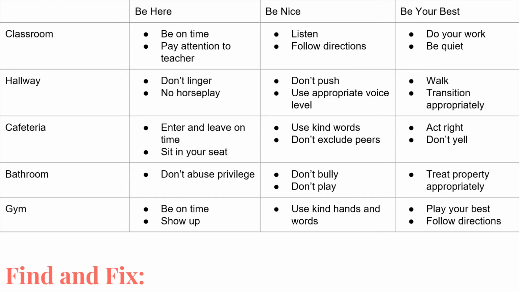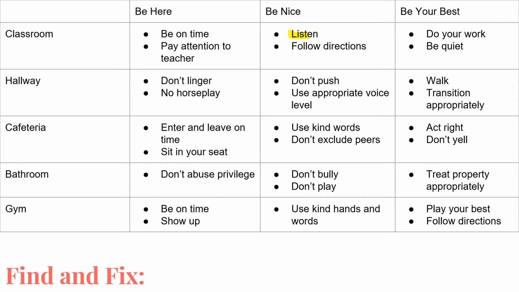Here I have a PBIS matrix already made. We're going to look at it, find some problems, and fix them. Our first category is be here in the classroom setting. It says be on time and pay attention to teacher. These are pretty decent expectations, so we're going to leave them alone. Next, we move into be nice in the classroom: listen, follow directions. I have a problem with both of these.